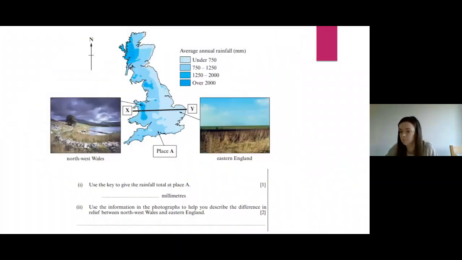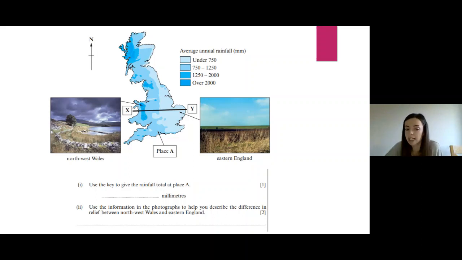Here we have an example of an exam question where you've got annual rainfall, and the darker the blue, the higher the rainfall. So the question here says, use the key to give the rainfall total at place A. So here we have place A, and that is this middle blue colour here. And you look at the key, and as you can see, that matches this second one, that same blue. So place A gets between 750 and 1,250 millimetres of rain.